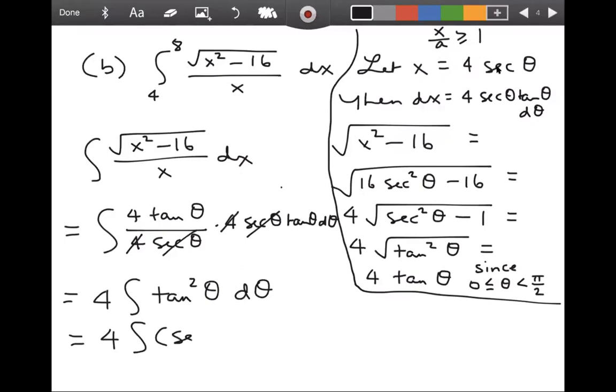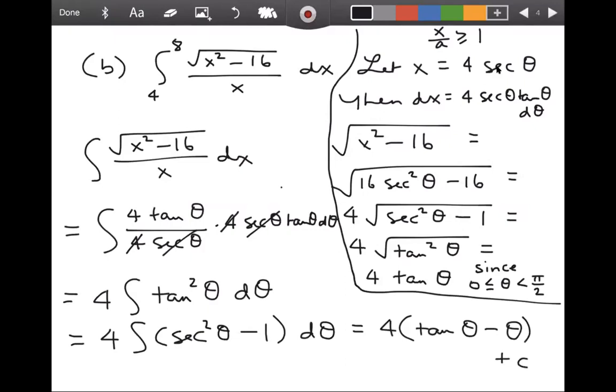Into secant squared theta minus 1. Because that's something I know how to integrate, right? The integral of secant squared theta is tangent theta. And the integral of 1 with respect to theta is theta. All right, so now we'll go on to the next screen and we'll draw our reference triangle so that we can write this back in terms of x.